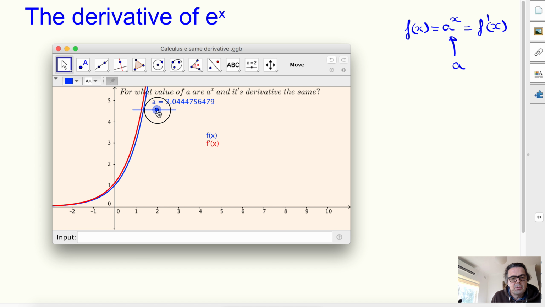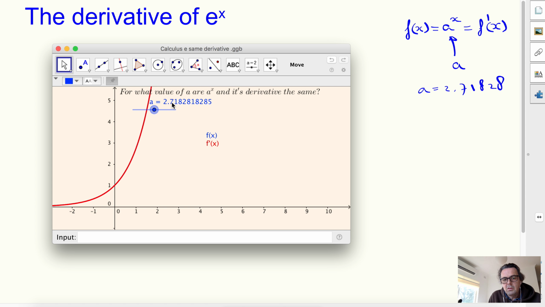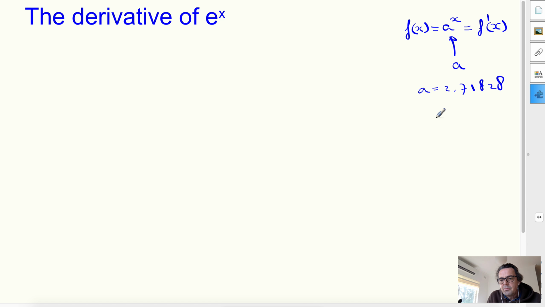And there I found it. I can overshoot it. There's only one value for a that makes it the same. So apparently the value for a is 2.71828. As you can see, 2.71828, which is the number e.